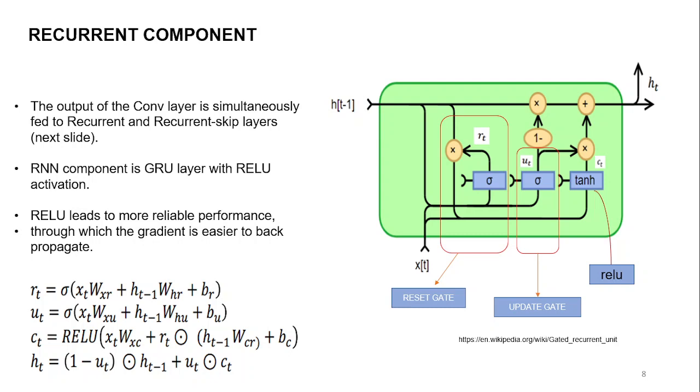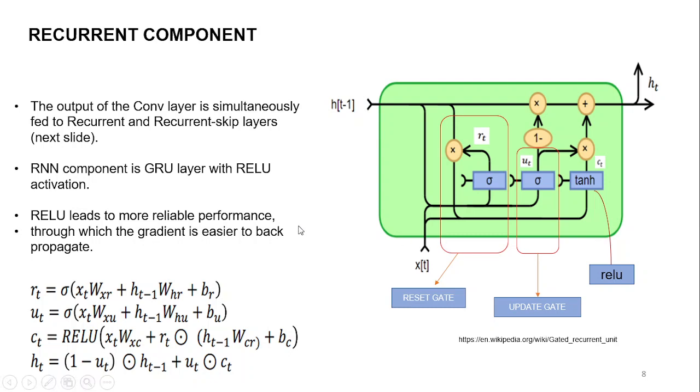The recurrent component used here is a gated recurrent unit, which uses the ReLU activation function as the candidate update activation function rather than the standard tanh. The researchers found that using ReLU leads to more reliable performance during backpropagation as it returns a squashed number between 0 and the maximum of the value, rather than returning -1 to 1.